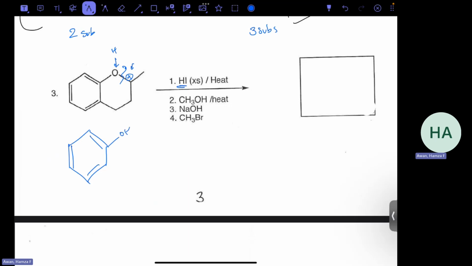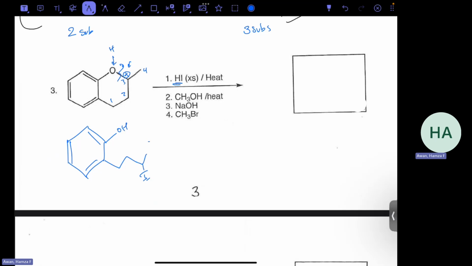This would become OH, and now we have a 1, 2, 3, 4 carbon chain. Perfect. And on carbon 3, we have our iodine. So this would be our product for step 1.